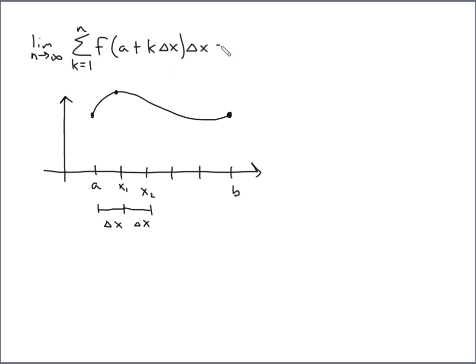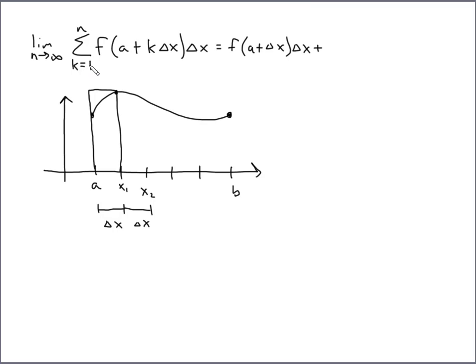So again, if you were to write this out in longhand, what would it look like? It would look like f of a plus, k is 1, that's the first one you plug in, f of a plus delta x, and then multiplied by delta x. So a plus delta x is this value right here. F of it is this height, and then we're multiplying that by delta x. If you imagine what that looks like, it's this rectangle right here. So the area of this rectangle is this quantity right here.